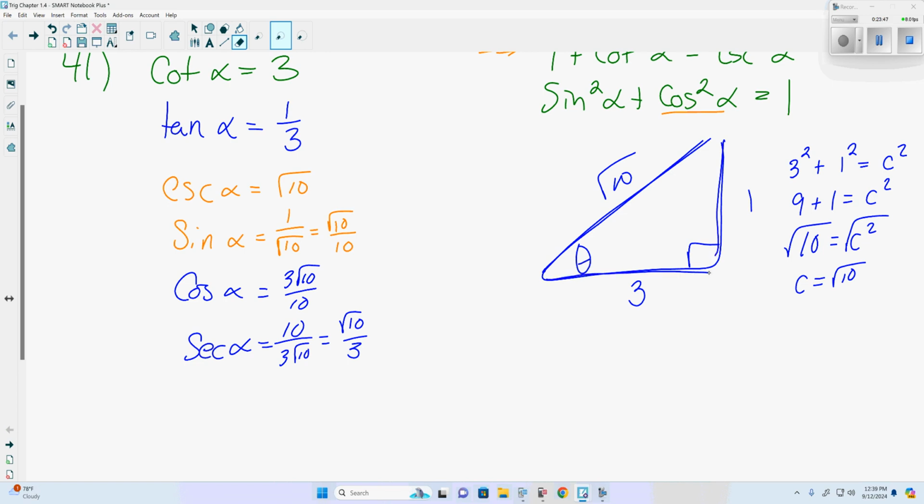Cosine, adjacent over the hypotenuse: 3 over the square root of 10, which simplifies to 3 square root of 10 over 10. And secant, hypotenuse over adjacent. And we get these here. Other questions on the homework? No? Okay.